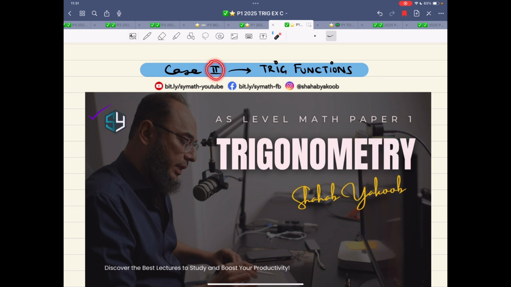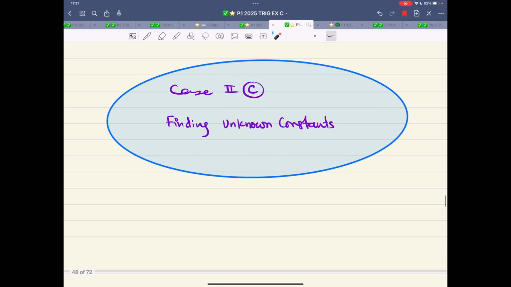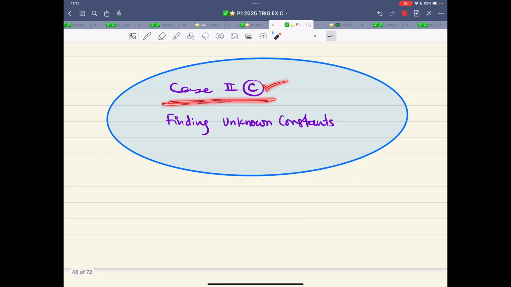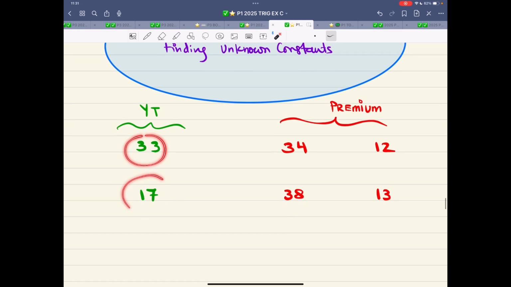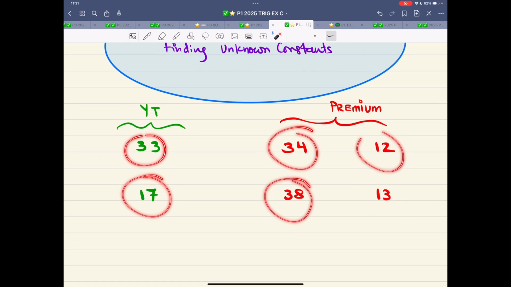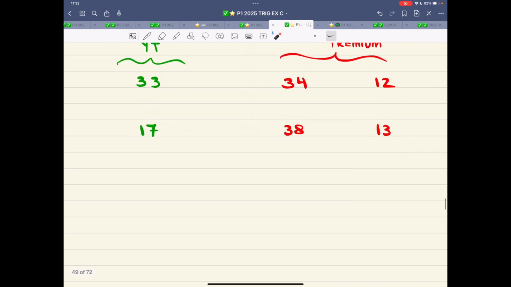So now case 2 of trig functions and the corresponding sketches. This is the subtopic case 2c, finding unknown constants. There are all these questions from our topical book that is listed over here. That will be available separately, but on YouTube I'll be doing these two questions.